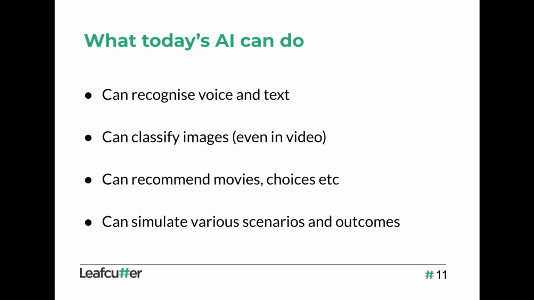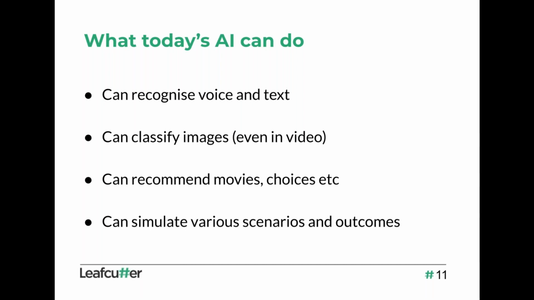So I've gone through a lot of technical bits. Just to sum up what today's AI can do: it can recognize voice and text. Obviously, if you use Siri, it's a good example of that every day. They can classify images. They can even read video streams. Very good at doing that.